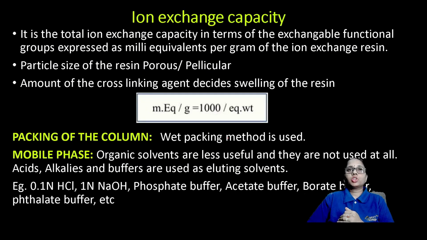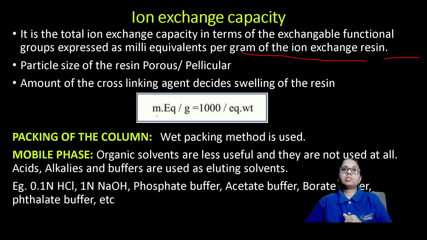Then ion exchange capacity, how can we calculate this? It is the total ion exchange capacity in terms of the exchangeable functional groups, expressed in milli-equivalents per gram of the ion exchange resin. So this is the formula: milli-equivalents per gram is equal to 1000 per equivalent weight. That means the particle size of the resin, porous or pellicular, whatever we use, is very important. It affects your ion exchange capacity.